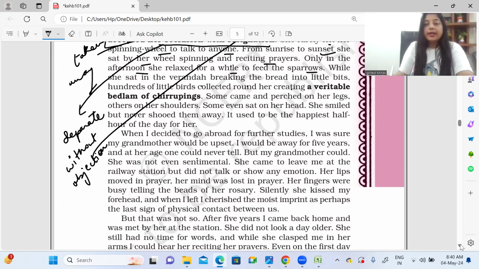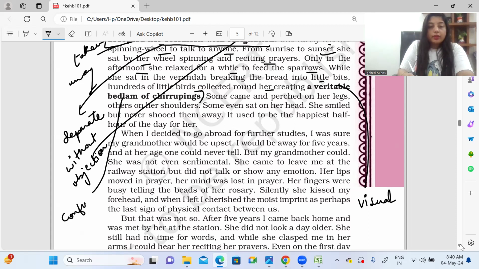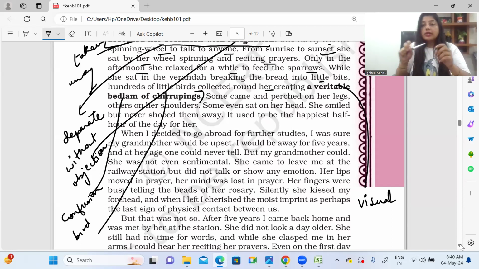That was a normal routine. While she sat in the veranda breaking the bread into little bits, hundreds of little birds came round her, creating a veritable bedlam of chirrupings. Now, veritable here means visual, something that you can see. And bedlam here means confusion. Chirping means the sound that is made by the bird. So when she used to break the bread into pieces, hundreds of birds used to come. So there was some kind of noise of the birds chirping, and it created some kind of confusion also. Like who's there in the veranda? What kind of noise is being made? Those were the noises of the birds chirping because they used to come to eat the bread.